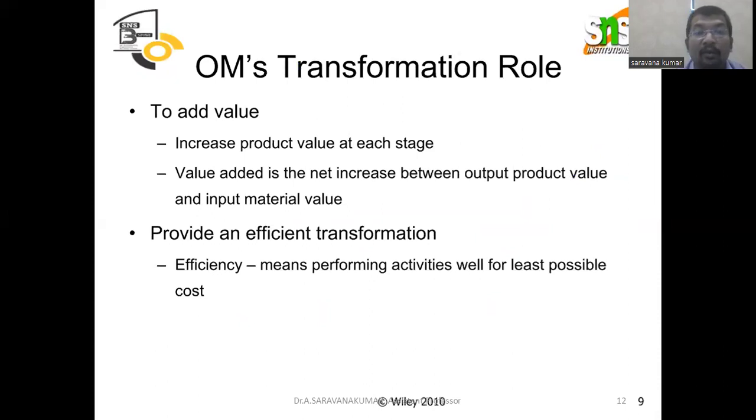In operation management, the transformation role is to add value and increase product value at each stage. Value added is the net increase between output product value and input material value. It should provide an efficient transformation. Efficiency means performing activities well for the least possible cost. Cost cutting is very important in operation management, but the quality of the product is not compromised. The cost is reduced and the product remains effective and of good quality.